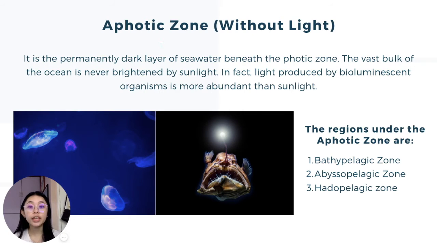Now let's proceed to the second classification of the pelagic zone, which is the aphotic zone. So aphotic means without light. It is the permanently dark layer of seawater beneath the photic zone. The vast bulk of the ocean is never brightened by sunlight. In fact, light produced by bioluminescent organisms is more abundant than sunlight. So these are the three regions under the aphotic zone. The first is the bathypelagic zone, the second is the abyssopelagic zone, and the third is the hadopelagic zone.